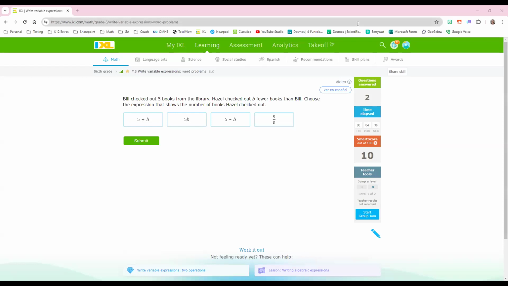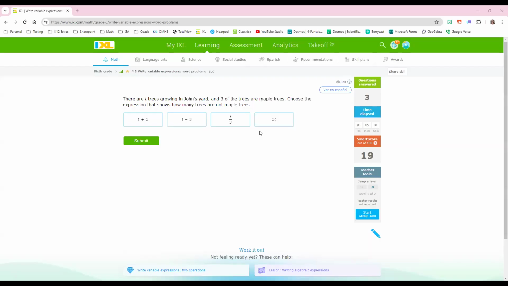All right, this one here says Bill checked out 5 books from the library. Hazel checked out B fewer books than Bill. Choose the expression that shows the number of books Hazel checked out. So Bill got 5 books, and then Hazel got B fewer. Well, this word right here, fewer, is telling me less than. That's telling me I need something with subtraction here because we're getting B fewer books. So we're going to subtract that B. So our third choice here, 5 minus B, is the expression that matches this.